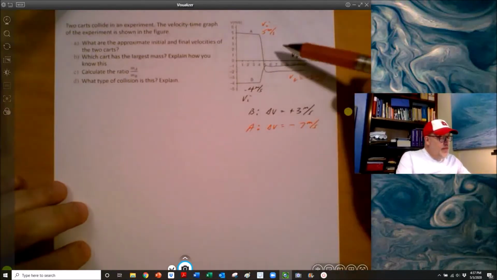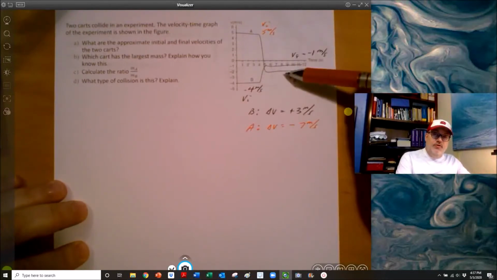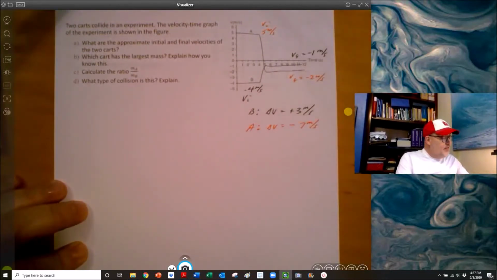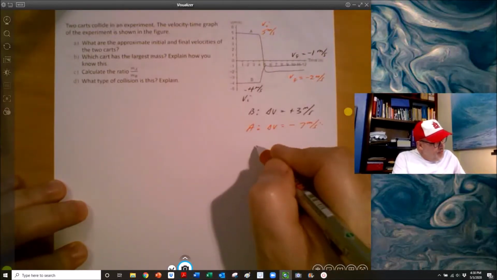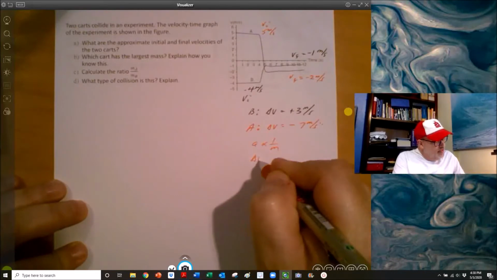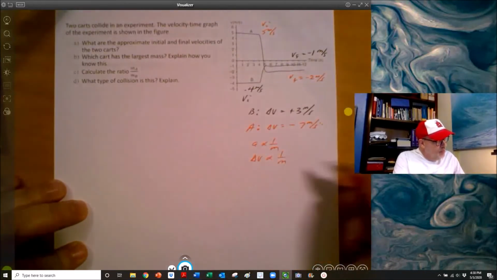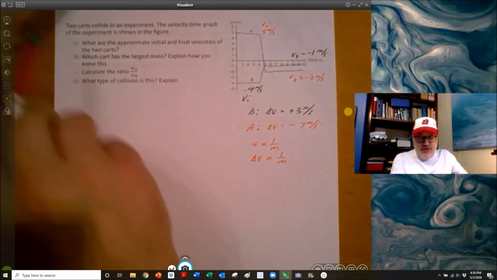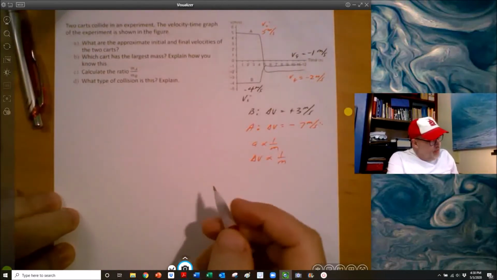Well, since we know the impulse and the force between these two carts must be the same, equal and opposite, Newton's third law, and that this one has a larger change in velocity, therefore it must have a smaller mass, okay? Because the acceleration is proportional to 1 over m, or the change in velocity is proportional to 1 over m. Calculate this mass ratio. Well, we could do that.